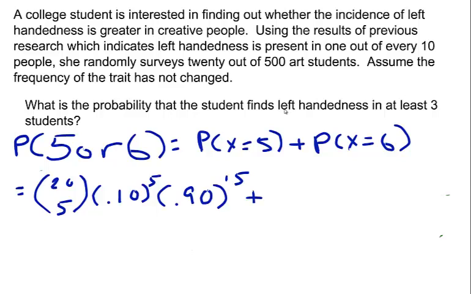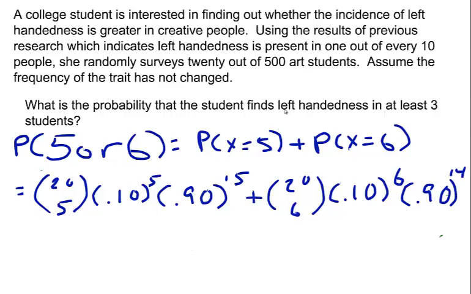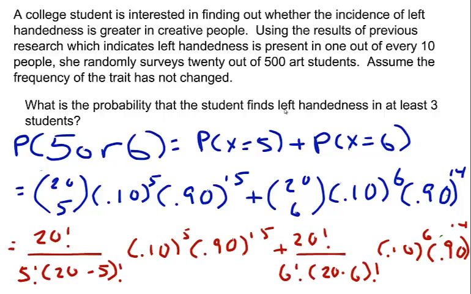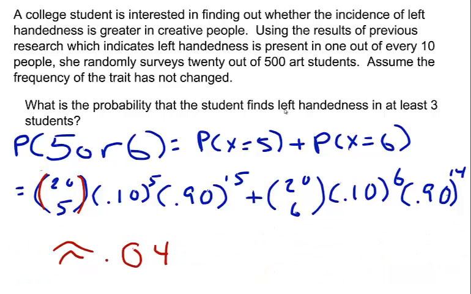Next, we add this to 20 choose 6 times 0.10 to the 6th times 0.90 to the 14th. Let's work it out. Here you can see I've rewritten the same formula, and I've substituted my mathematical notation, parentheses 20 and 5, and I've rewritten it using the appropriate formula. By plugging these values into the calculator, you should obtain the following result. 0.04, or as a percentage, 4%.